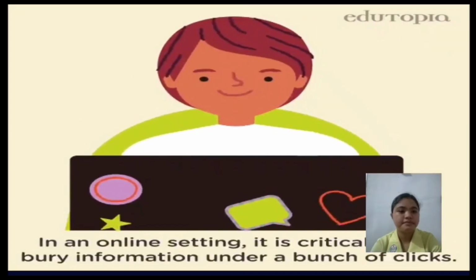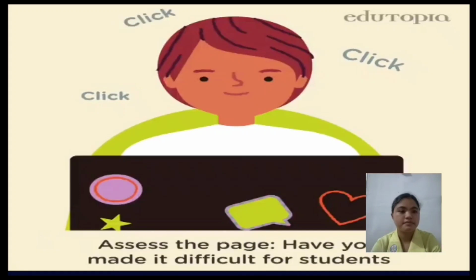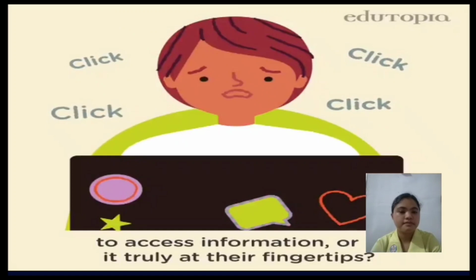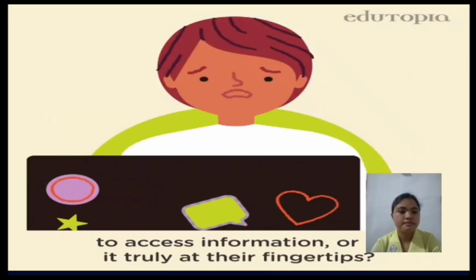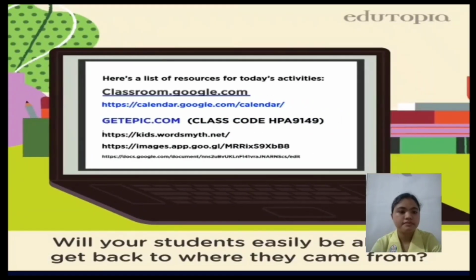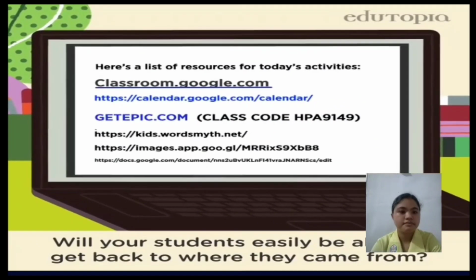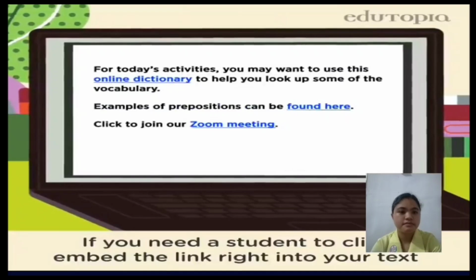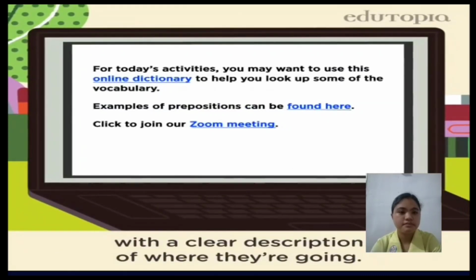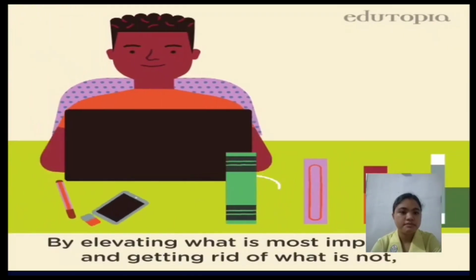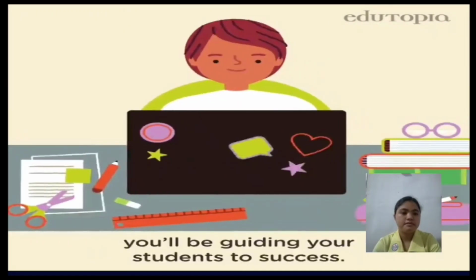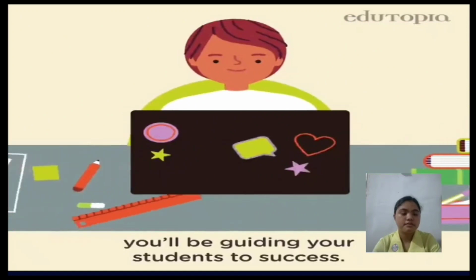In an online setting, it is critical not to bury information under a bunch of clicks. Assess the page. Have you made it difficult for students to access information, or is it truly at their fingertips? Will your students easily be able to get back to where they came from? If you need a student to click, embed the link right in the text with a clear description of where they're going. By elevating what is most important and getting rid of what is not, you'll be guiding your students to success.